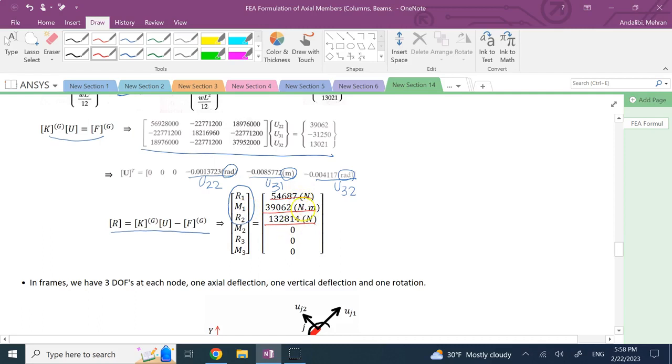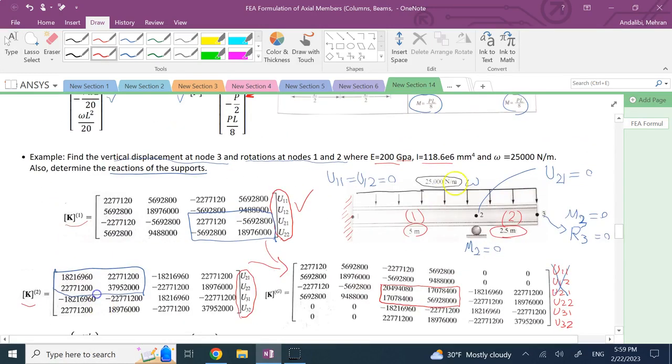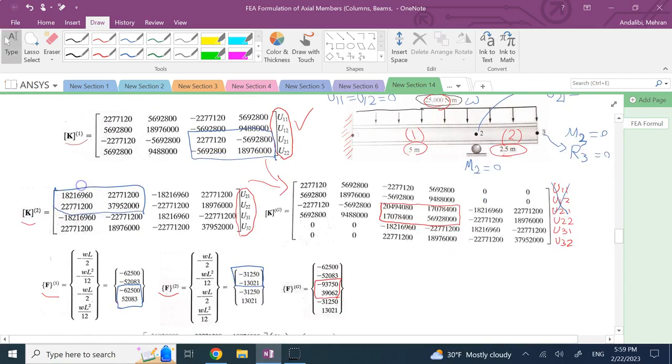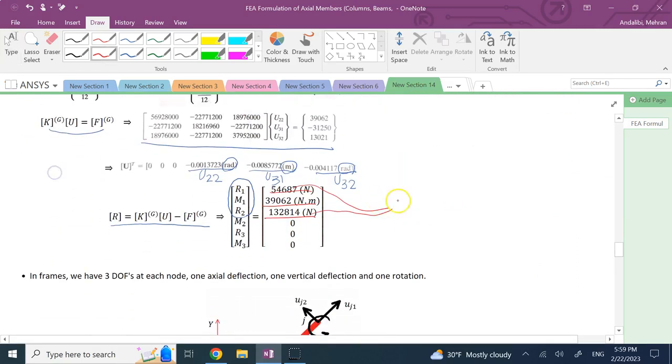Now, does this make any sense? You can check. For example, you can add these two numbers together, add these two, and see how much you would get, and then compare it against the total vertical load, which is what? Which is 25,000 times 5 plus 2.5, right? So if you compare that against what? 7.5 times 25,000. See if the numbers will match, right?